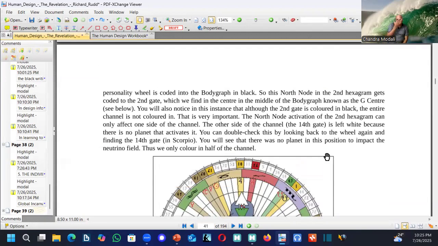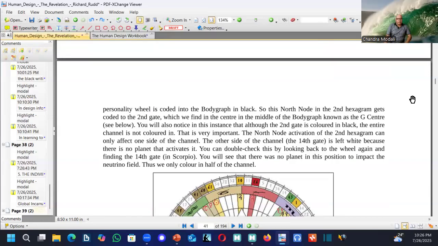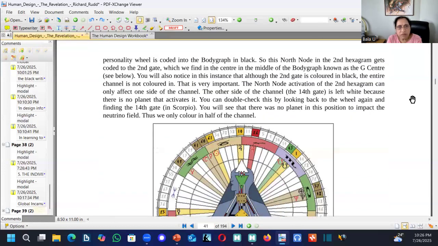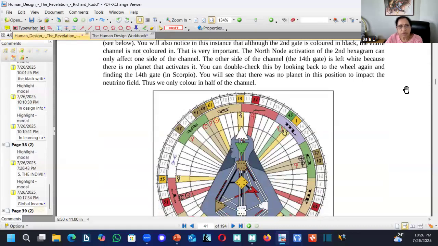You will notice... we need to go a little bit up, isn't it? So, yeah. The first thing you may note is that all this information is coded into the body graph by colors and numbers. It is in fact a very simple and graphic system. Everything from the personality wheel is in the body graph in black. So this north node in the second hexagram gets coded to the second gate, which we find in the center in the middle of the body graph known as the G center. So it is a G center.